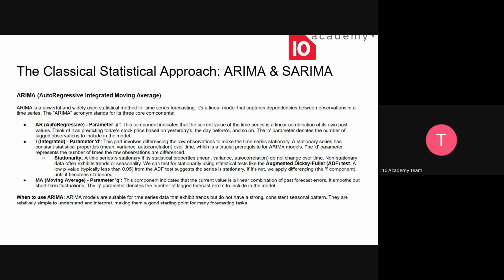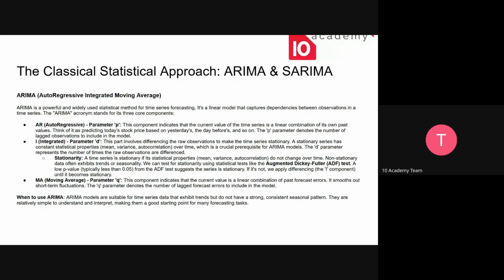So what do we mean by a stationary series? In statistical language, it needs to have a constant mean, variance, and autocorrelation. The data might increase or decrease, that's not the point, as long as it does so in a linear manner. These three characteristics or metrics are going to be constant over time, which is a crucial prerequisite in order to use the ARIMA model.